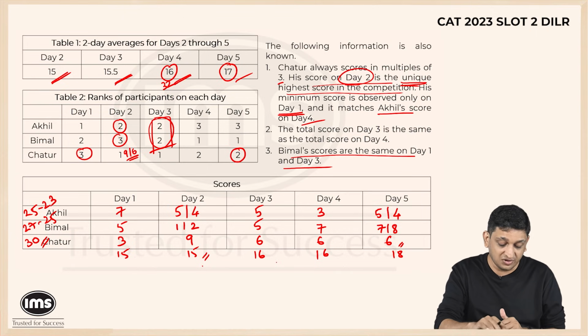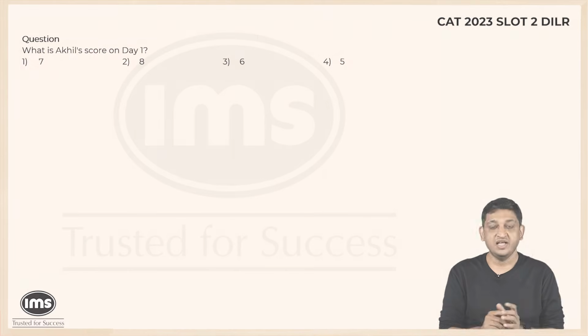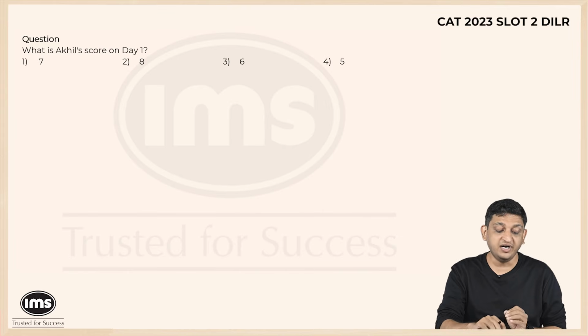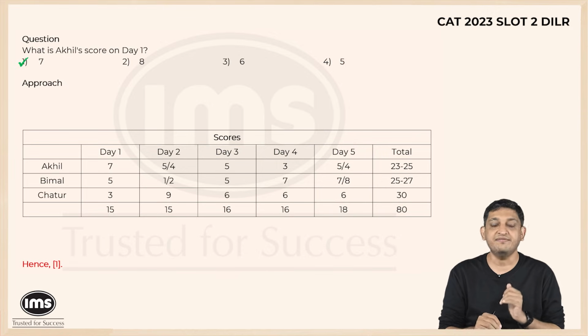Now let's look at the consolidated table once again, and then we can start solving the questions. Here you have to find what is Akhil's score on day 1. Now if you look at the table that we have drawn, Akhil has scored 7 on day 1, and that's why the correct answer here is going to be option 1, that is 7.